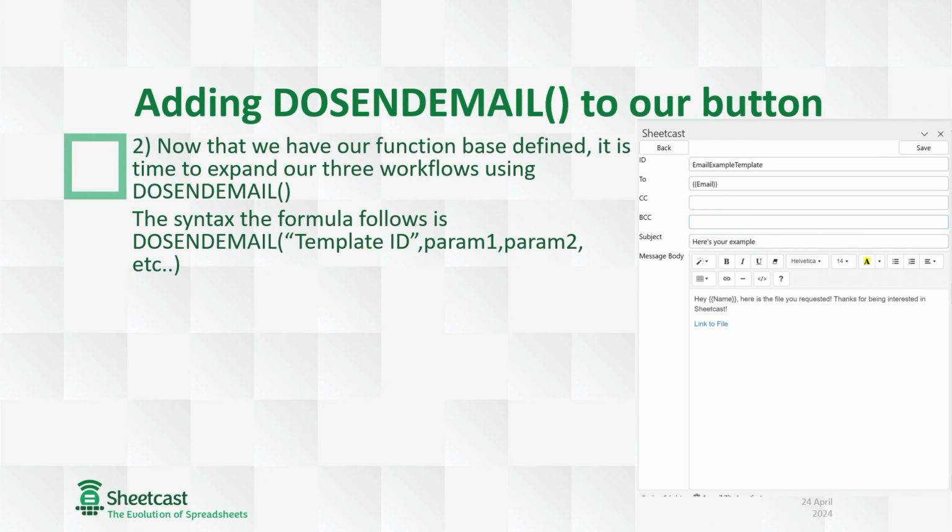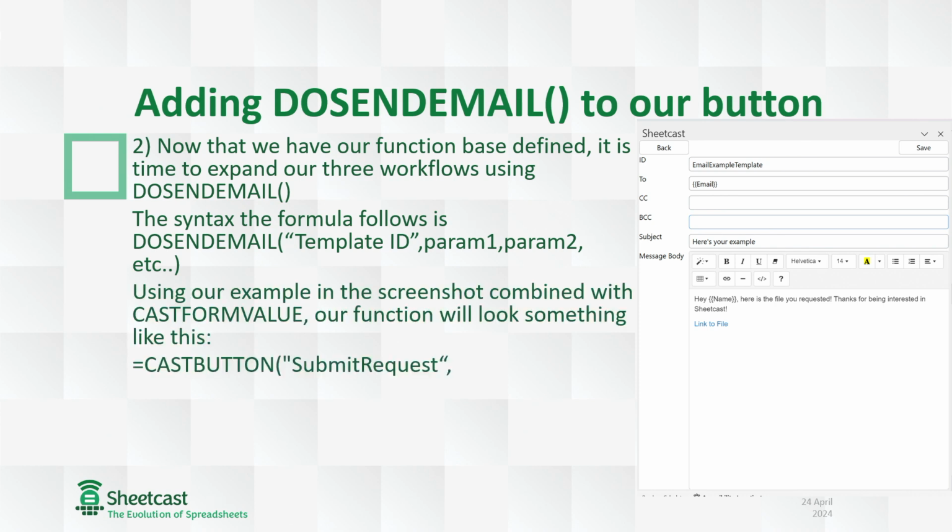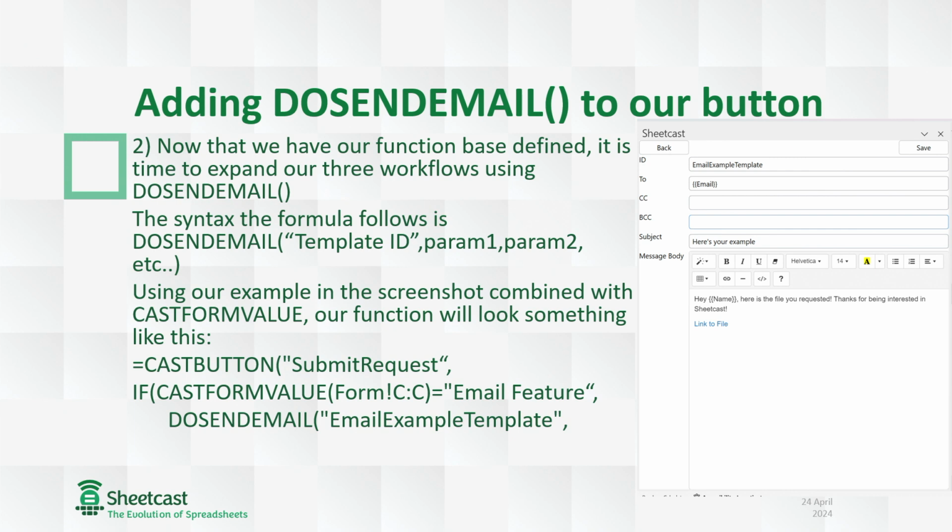So as I had just said here, this is our syntax for our do send email formula. We reference our email template. So in this case, it's going to be our email example template. And then we have our parameter 1, parameter 2, etc., as many as you declared. In this case, we're going to be using our cast button, our different functions, and then our first workflow. So we're going to reference our email template. We're going to declare what our parameters are.